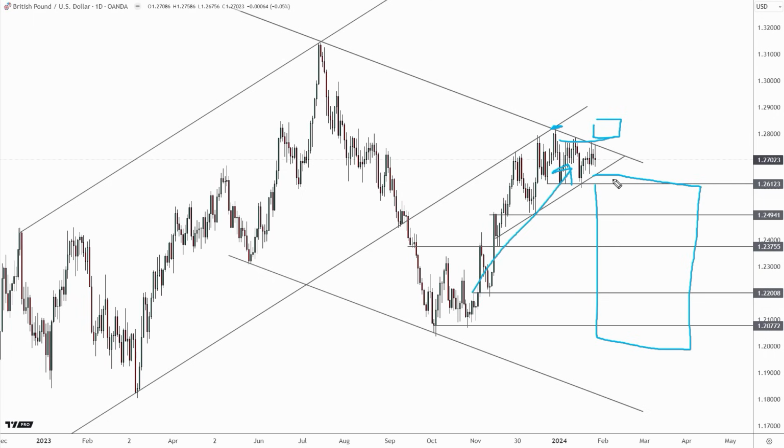But again, to me, I would prefer to look for shorts here on a close below this area, because to me, the asymmetry is to the downside, just given what we've seen here over the past 6 months. Now it doesn't mean it'll happen, but that is the ideal scenario for me as a trader.